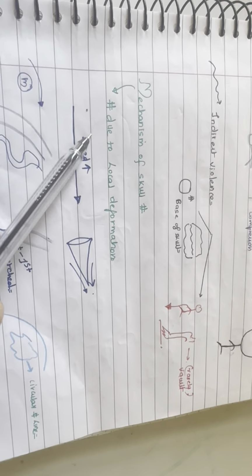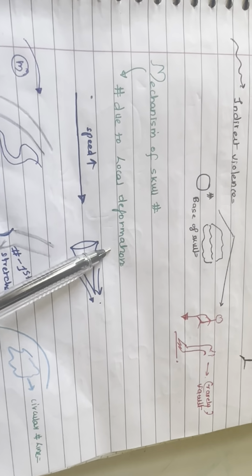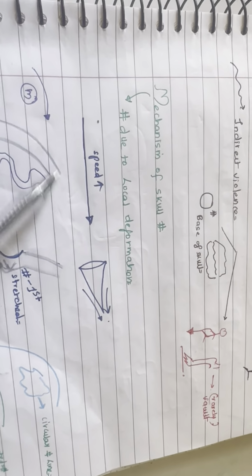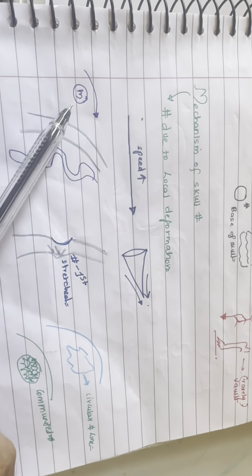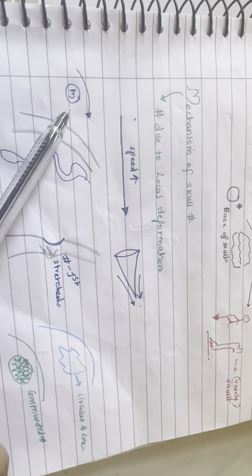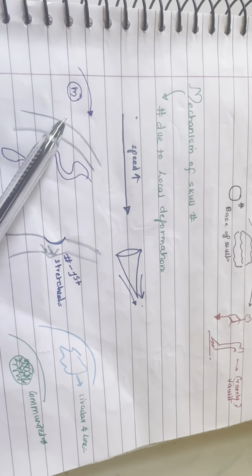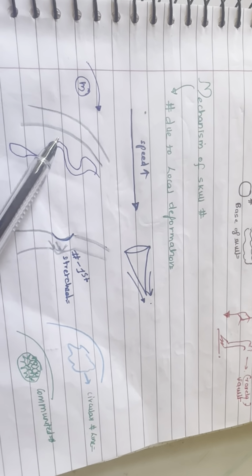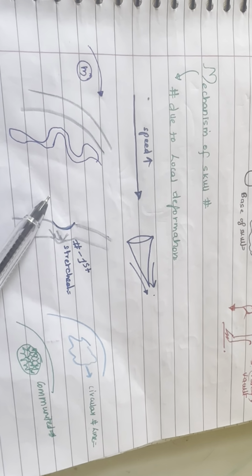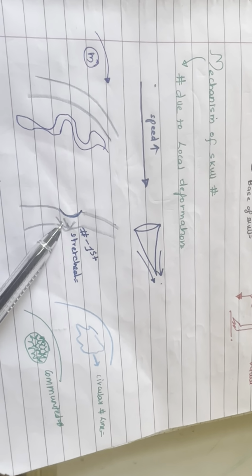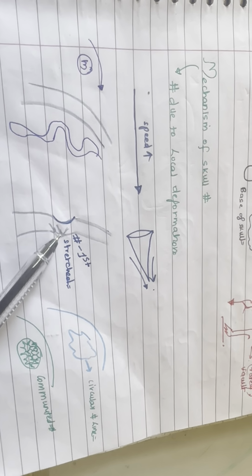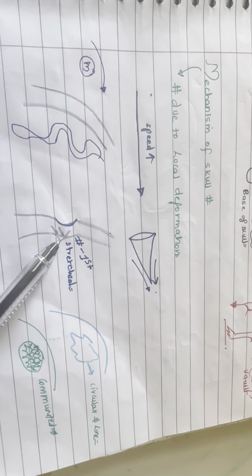Mechanism of the skull fracture: the fracture due to local deformation. A small mass, a piece of bone, a small mass traveling at a great speed strikes the head. Cone formation: a small piece of bone is driven inward. Local deformation: a cone-shaped indentation is formed.